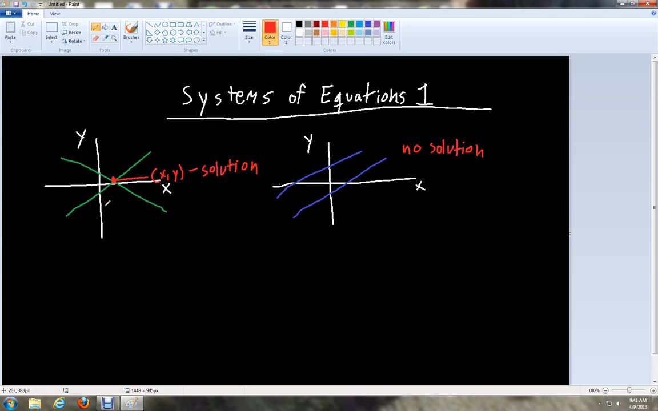So in the first case, we had two lines that intersect at one point. We say that would be the solution. And in the second case, we had two parallel lines. Those are lines with the same slope, and they have no solution. Now let's take a look at a third case.